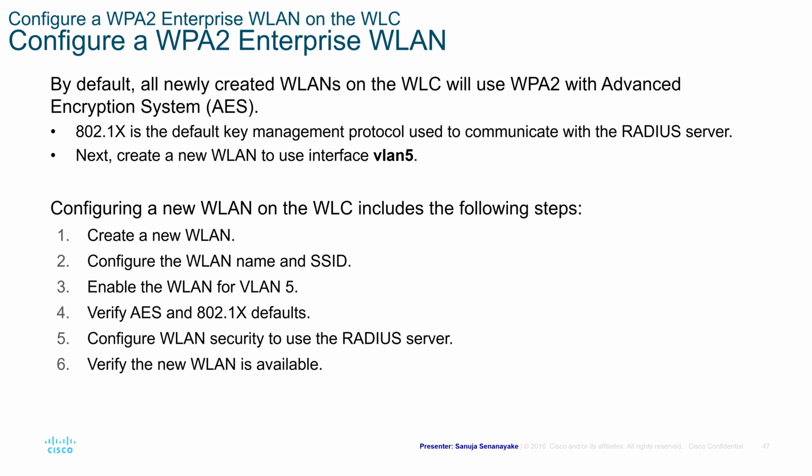So configuring a new WLAN on the WLC includes these steps: create a new WLAN, configure the WLAN name and SSID, enable the WLAN for VLAN 5, because that's the VLAN we're going to use, verify AES and 802.1x defaults, configure WLAN security to use a RADIUS server, and verify the new WLAN is available. And again, over the next few slides, I will go through these steps with some Cisco-provided screenshots for these configurations.